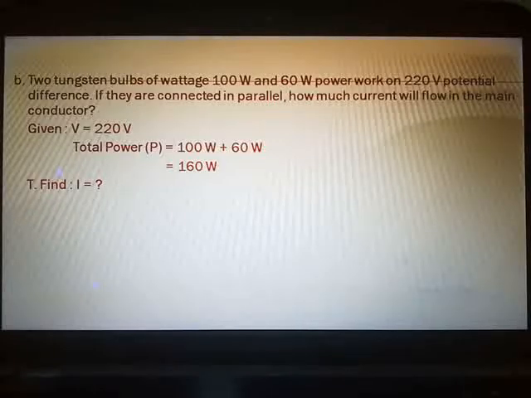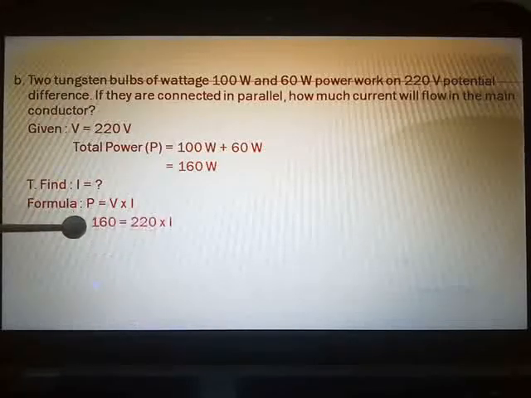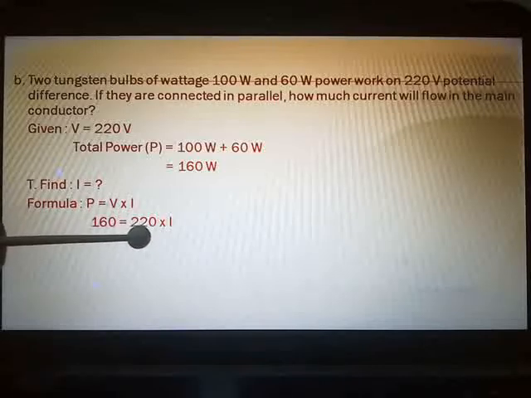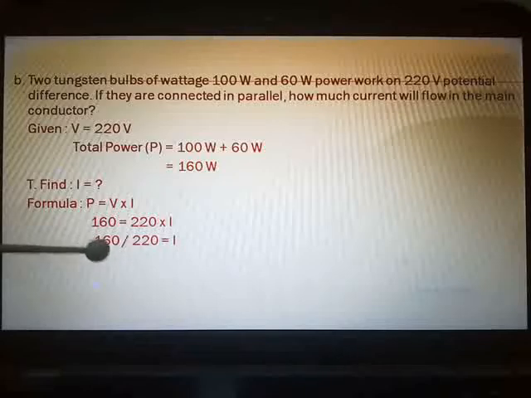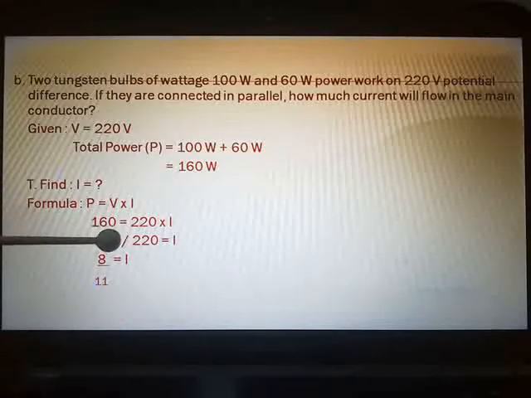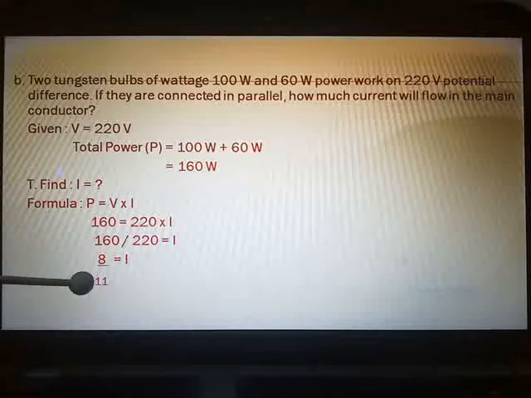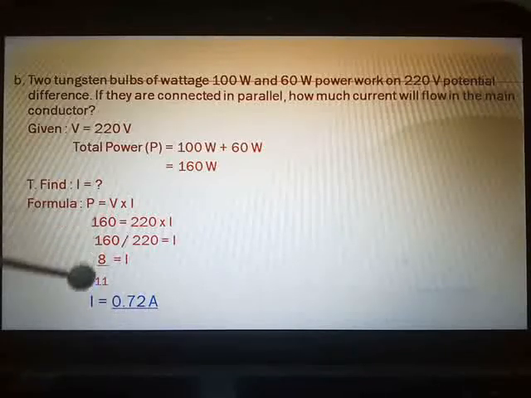So you have to find current. P is equal to V into I. A very simple formula you are going to use. Substitute the values. P is 160, V is 220 multiplied by I. 160 upon 220, after the calculations, you will get the value of I as 8 upon 11. When you divide 8 by 11, your answer will be 0.72 amperes.